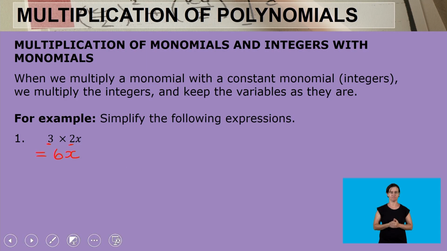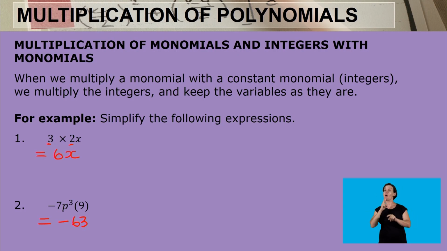Let's look at the next question. This one says a negative 7p cubed multiplied by 9. So how are we going to work with that? Well, we are going to say negative 7 multiplied by 9. Now, what is negative 7 multiplied by 9? Yes, it is negative 63. Remember, when we multiply a negative number with a positive number, the result is a negative number. So we are going to multiply.